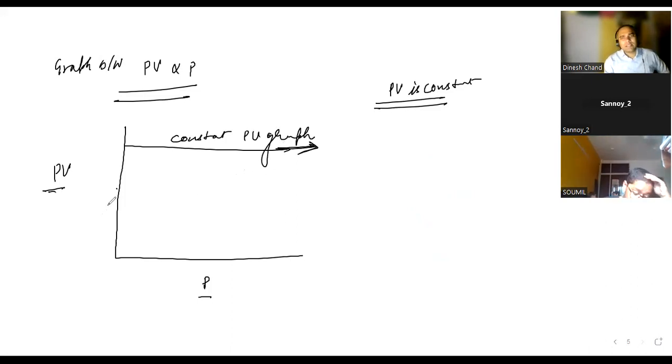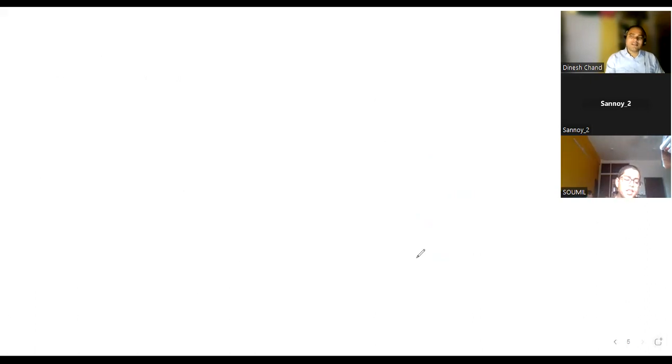Sanoy, can you understand this graph? Yes. Are you sure, or simply you are saying you understand? No, sir, understand. Because PV is constant now, so it will always give the straight line. If P and V are changing, that will give you a different graph. Sir, there is nothing to understand here. If PV is constant, sir, then definitely the y-axis value will be constant.